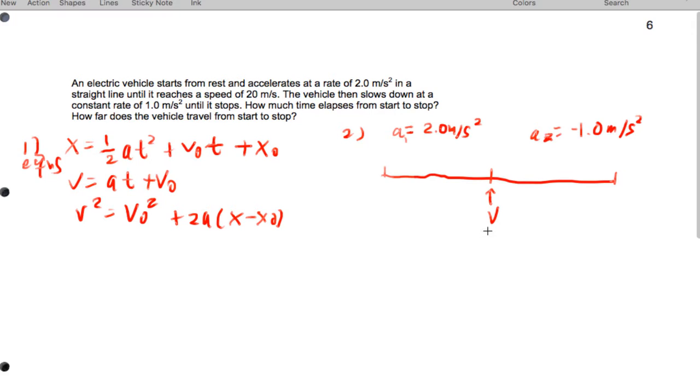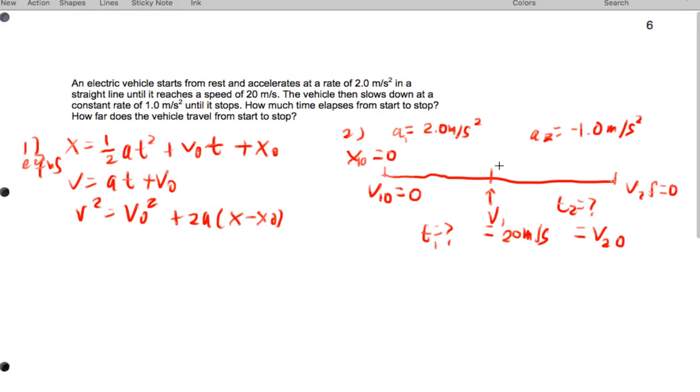Here, my v1 final is 20 meters per second, and that's the same as my v2 initial. Now my v2 final is 0, and my v1 initial is 0. I don't know my times. I don't know what t1 is, and I don't know what t2 is. I know that my starting position is 0, but I don't know what my final x1 position is. So those are my unknowns.